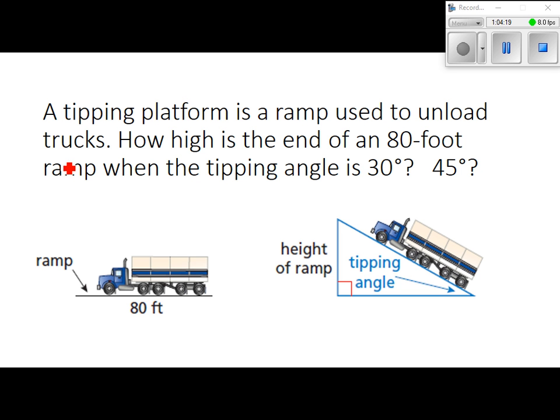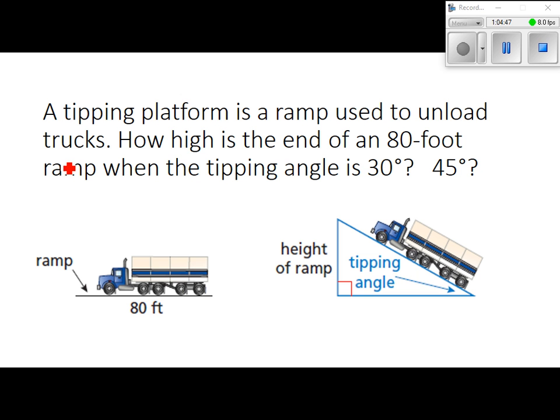A tipping platform. Anybody who drives trucks for a living, a lot of times they'll drive the truck up onto a tipping platform so that the stuff will slide out of the back easier. Now you don't want to drive it up on something too steep, because then it all just slides out and it's on the ground all over the place. So they'll drive it up on a tipping platform like that.